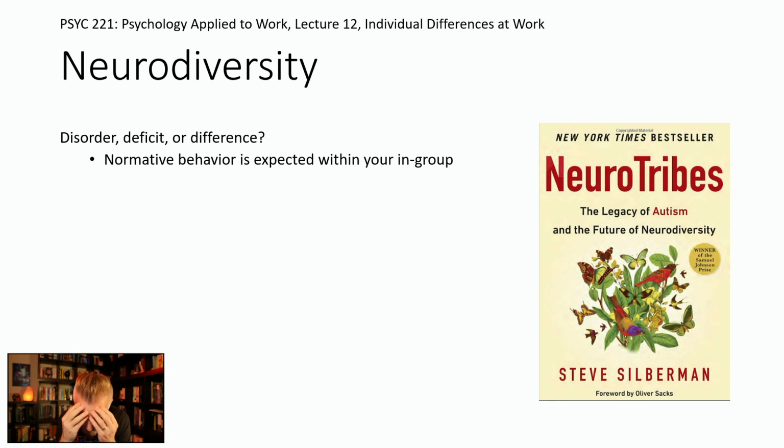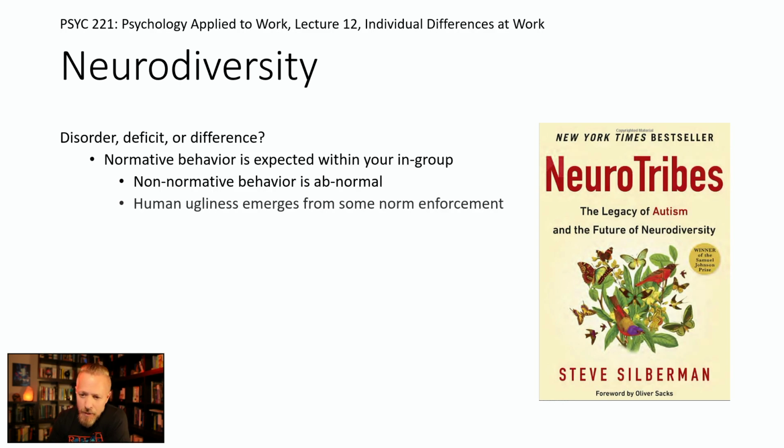They'll form groups, and they'll form norms, and they'll enforce those norms. It is inevitable, and that non-normative behavior is by definition abnormal. So when people don't follow the norms, human ugliness often emerges. We need them. We can't function without norms, and we need levels of strong norm adherence in order to have stability, predictability in our society.